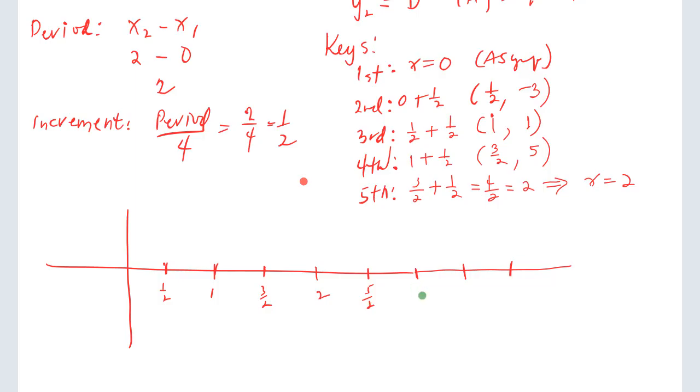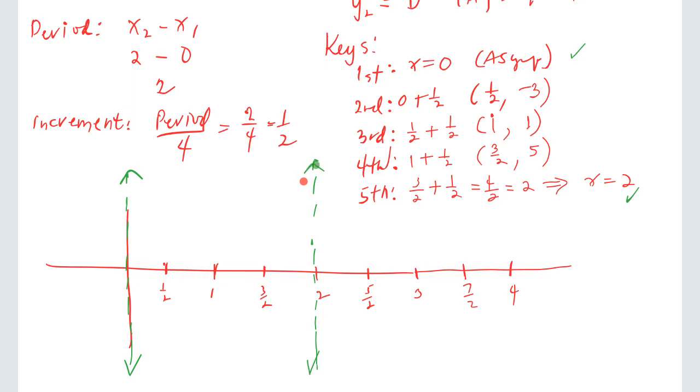We have 3. Oops. We have 7 over 2. And then we have 4. Okay, all right, now I'm going to go ahead and start with our asymptote. Our asymptote is at x equals 0, and then we have here that x equals 2.